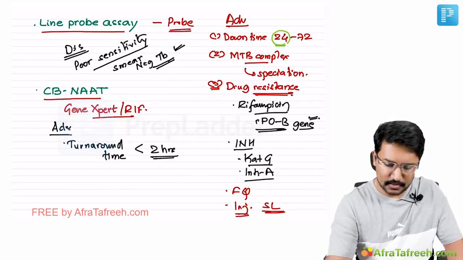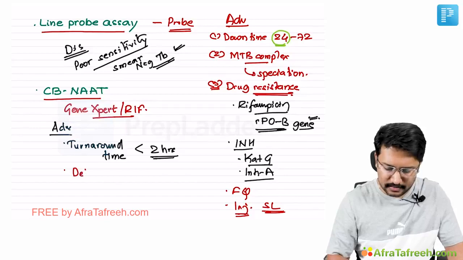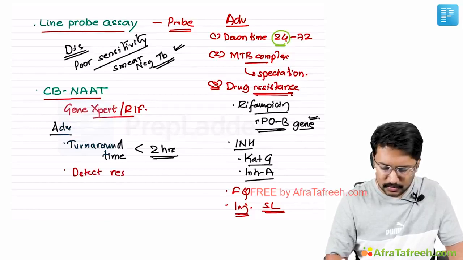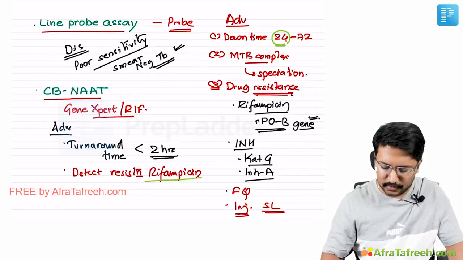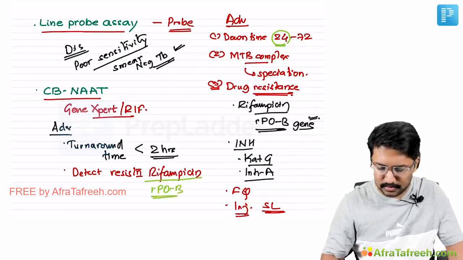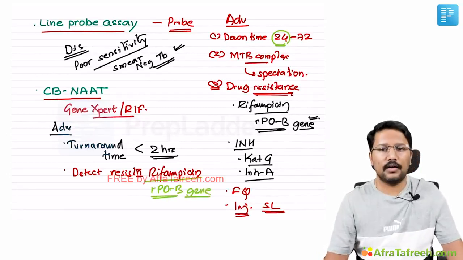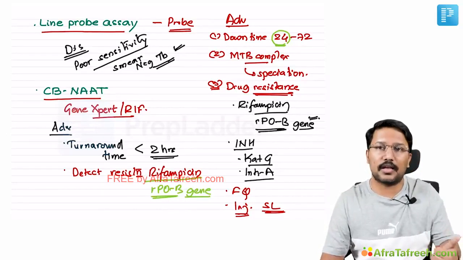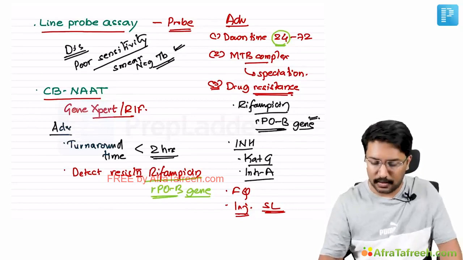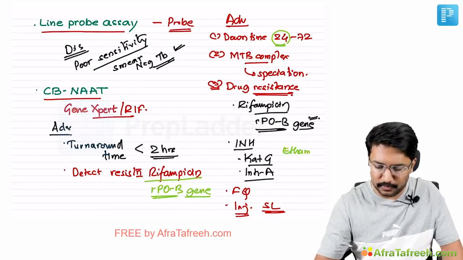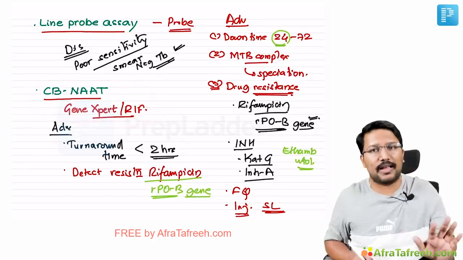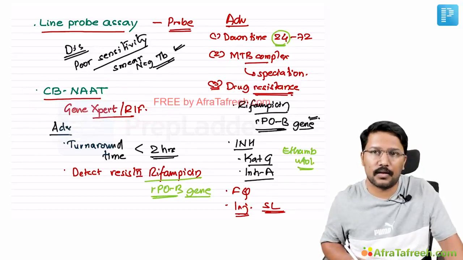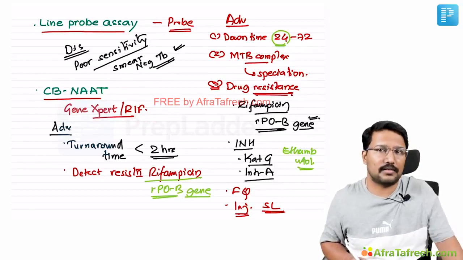The second advantage of this is it can detect resistance to rifampicin, right? Rifampicin resistance is something that we are really bothered about, and it can identify the resistance to rifampicin based on the mutation in the RPOB gene. But the disadvantage is it cannot identify resistance to INH or ethambutol. Even ethambutol resistance can be identified by line probe assay, but that cannot be identified by our CBNAT or GeneXpert. It can only identify resistance to rifampicin, right? That is one serious disadvantage.